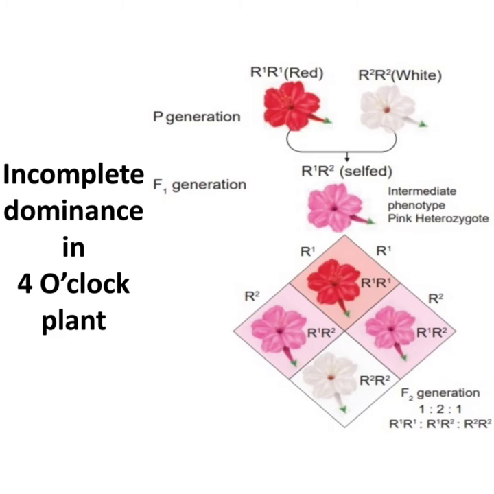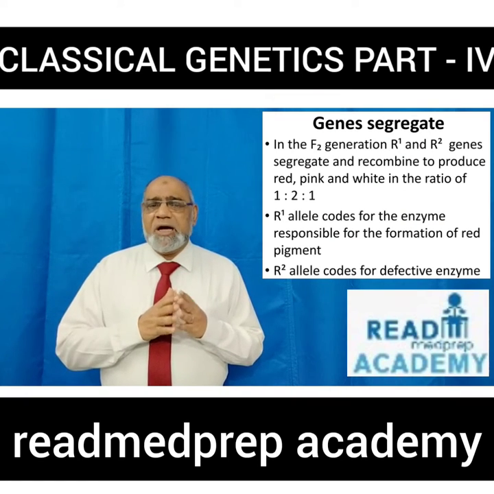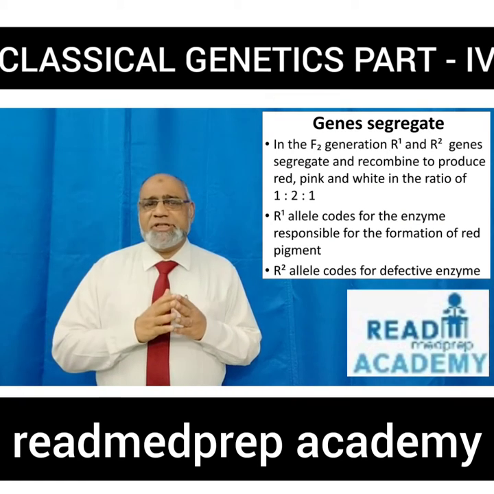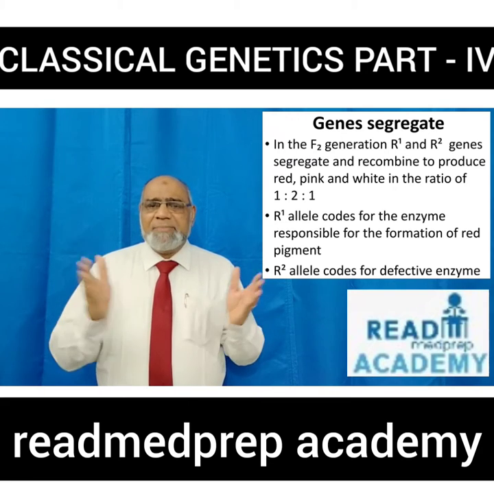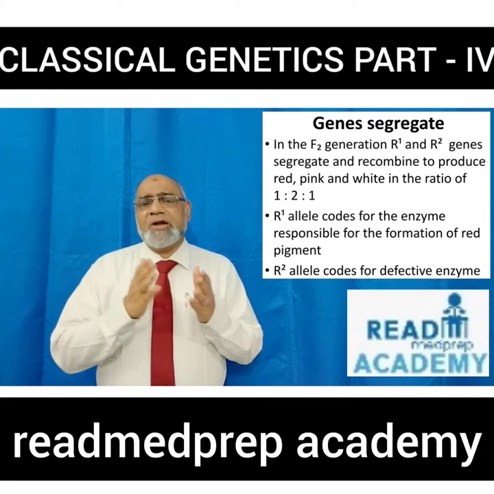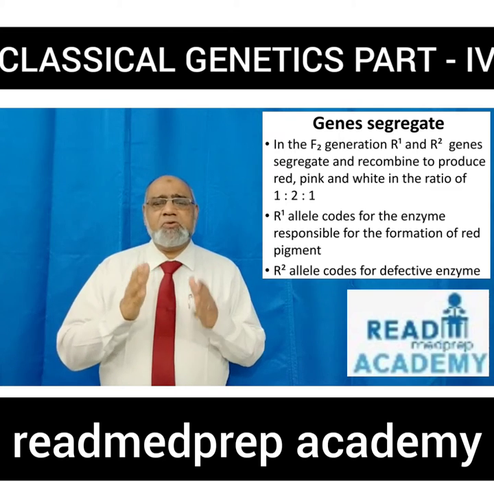of 1:2:1. One plant had red colored flowers, two plants had pink colored flowers, and one plant had white colored flowers. The genotypic ratio was R^1 R^1 is to R^1 R^2 is to R^2 R^2. In the F2 generation, R^1 and R^2 genes segregate and recombine to produce red, pink and white in the ratio of 1:2:1.